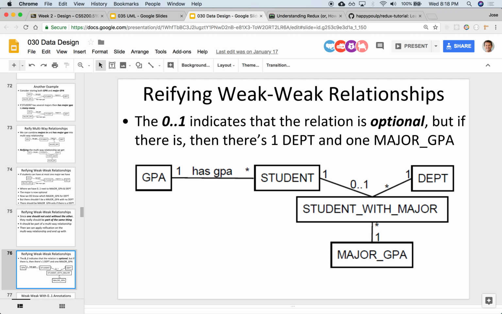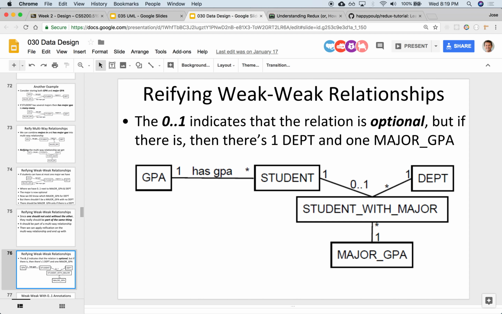We can revisit the student with major table. And instead of having a one-to-many here like it was before, it could be a one-to-option. So this whole thing is optional. If I am in a department, then this is a 1. I have a department, and for one department I have that one GPA, or maybe I don't have any.